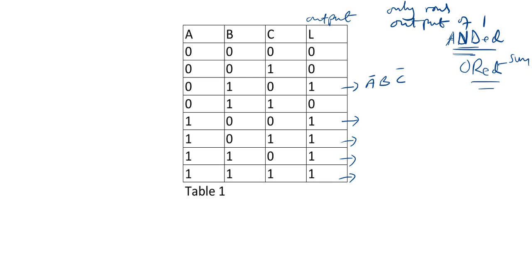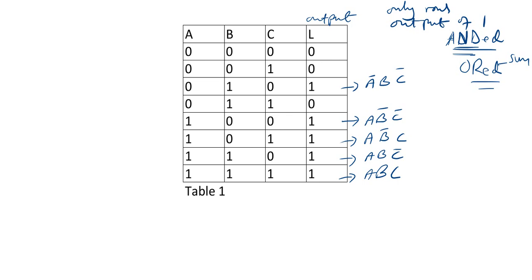The other one will be having A, not B, not C. The other one will be having A, not B, and C. The other one will be A, B, and not C. And the last one will be A, B, C. So these are ANDed expressions for the outputs of 1. So you only consider where the output is 1.